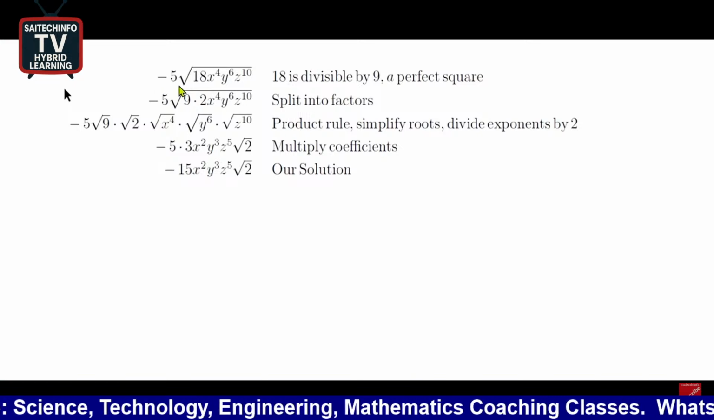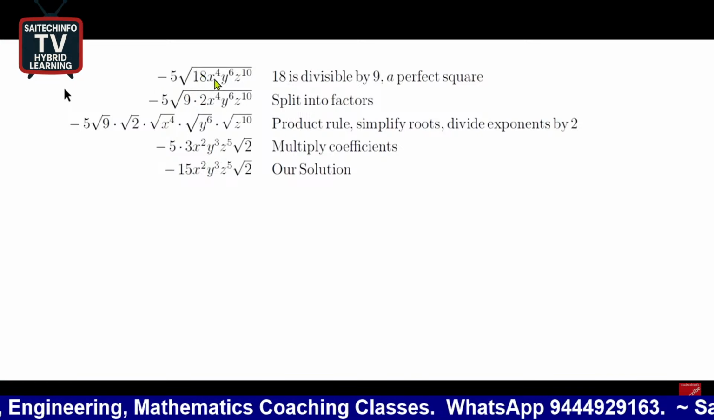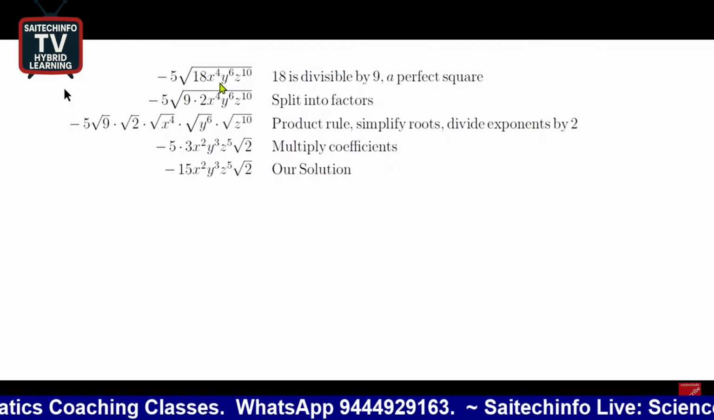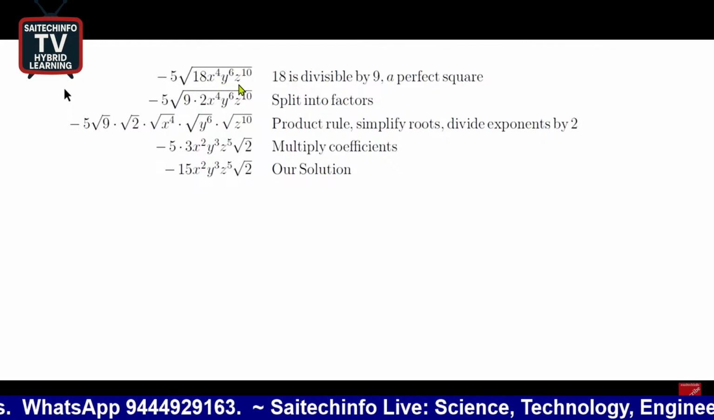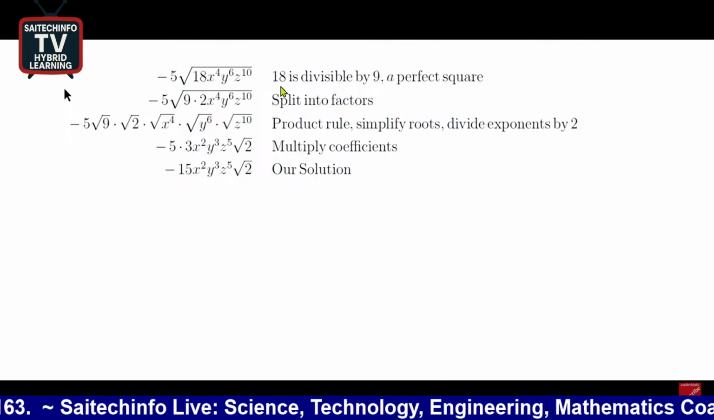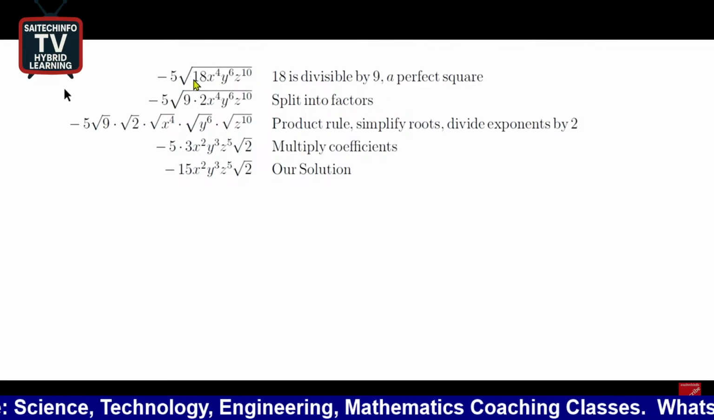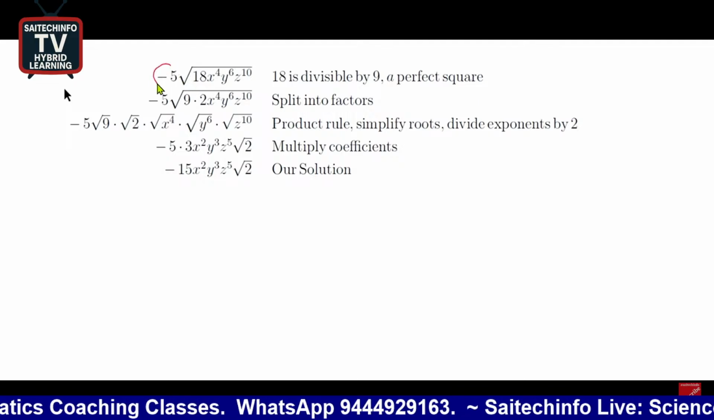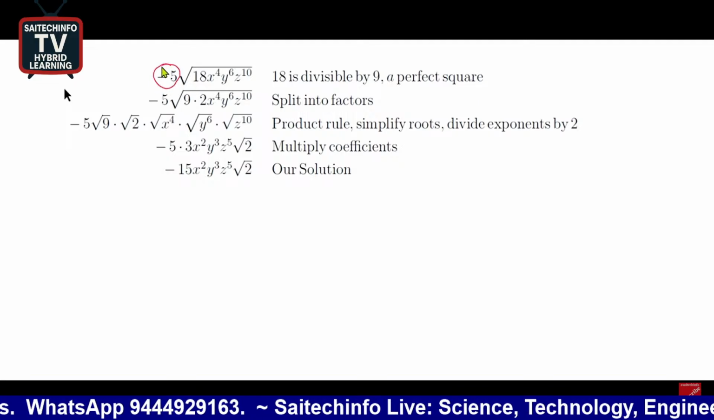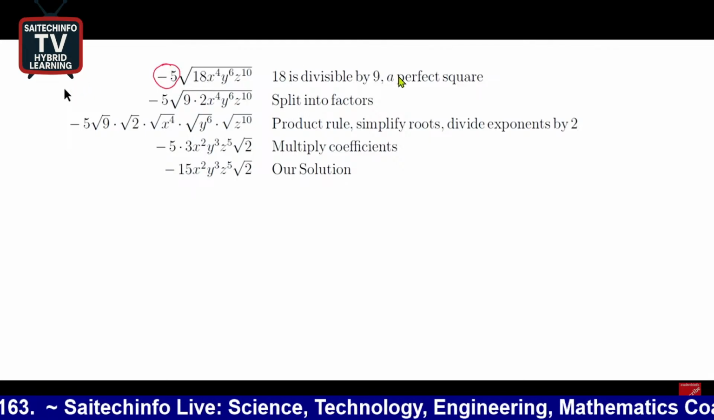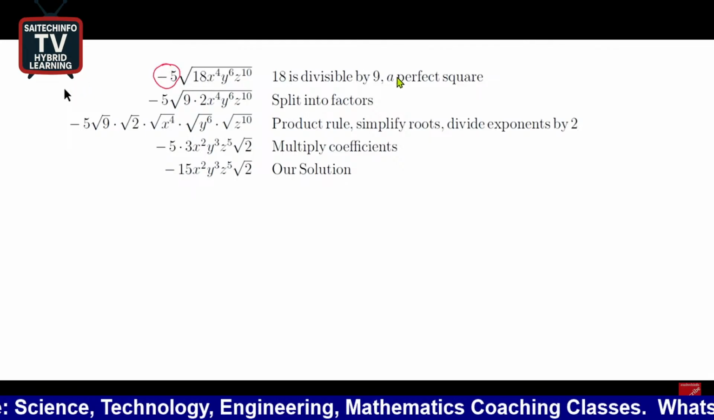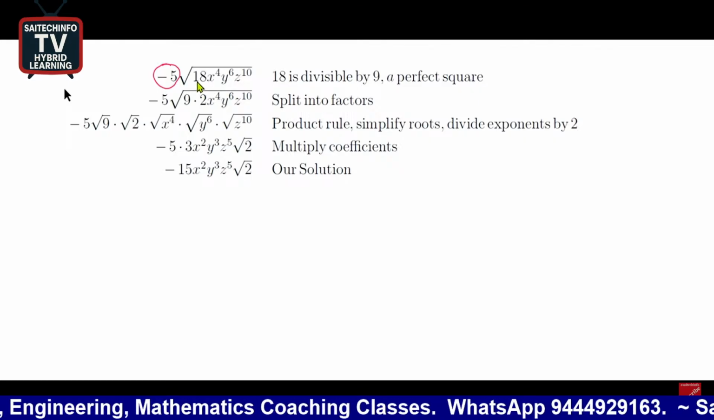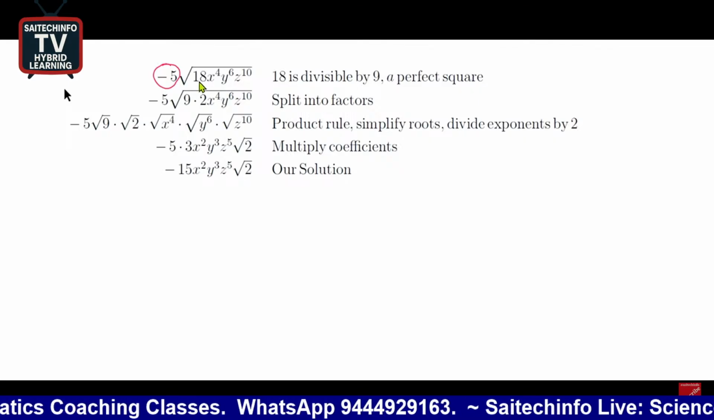Minus 5 the whole square root of 18 x power 4 y power 6 z power 10. Here, minus 5 is outside the square root, so we don't need to do anything with it; we can leave it as it is. Now we need to worry about the perfect square in the given number.